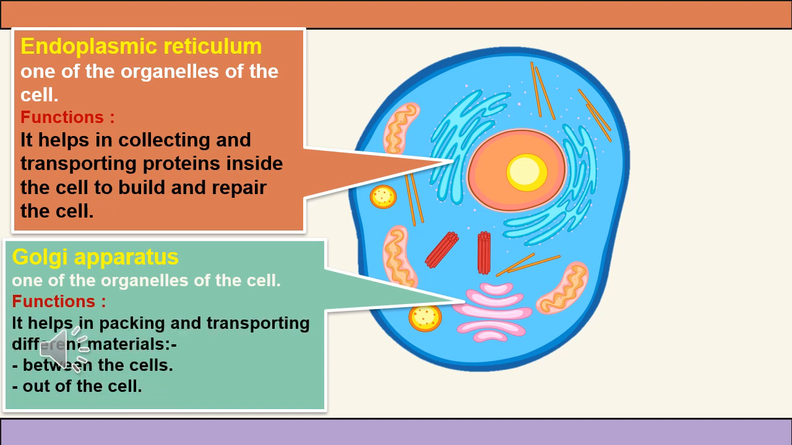Let's talk about the endoplasmic reticulum. Do you know what are the functions of the endoplasmic reticulum? Super! The endoplasmic reticulum helps the cell to collect and transport the protein from the nucleus to all the parts of the cell to help it to grow and repair it. What about Golgi apparatus? Repeat after me. Golgi apparatus. Do you know its function? Super! The Golgi apparatus helps the cell in packing and transporting different materials between the cells and out of the cell.